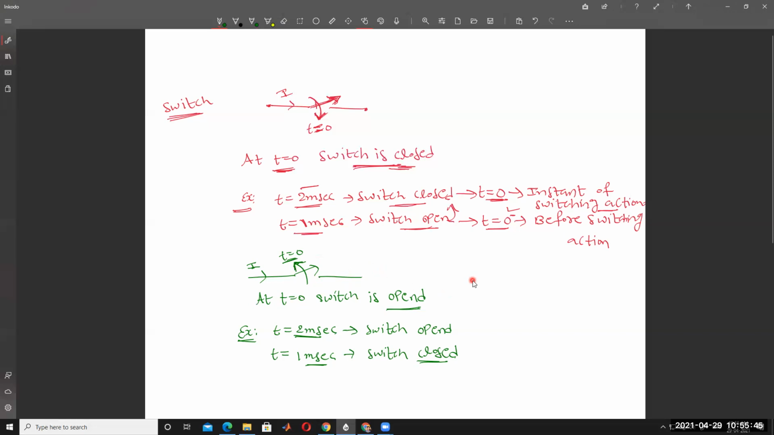At t is equal to 1 millisecond, the switch is closed. That means same as here also, t is equal to 0. This case is called the instant of switching action. Understood? So this is t is equal to 0 minus. Minus means before the switching action. Before 2 milliseconds means 1 millisecond. After 2 milliseconds means 3 milliseconds or 4 milliseconds or 10 milliseconds. That means under steady state condition. At t is equal to 0, this is called before switching action.